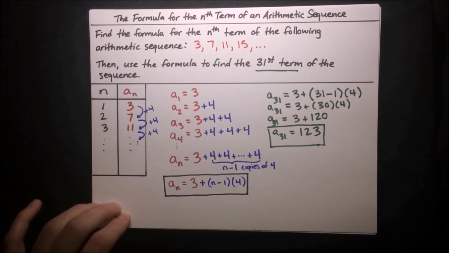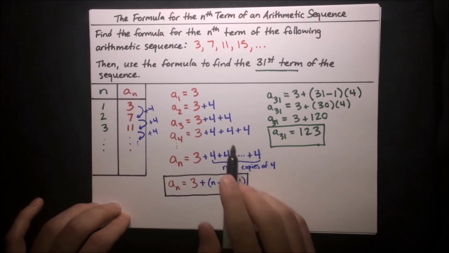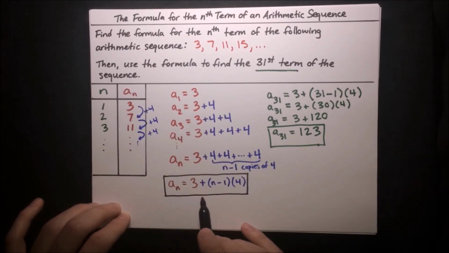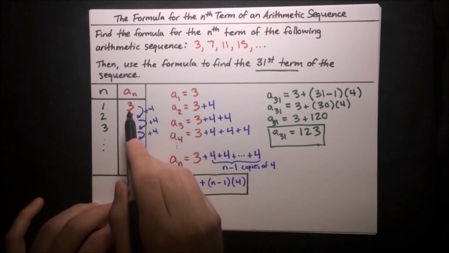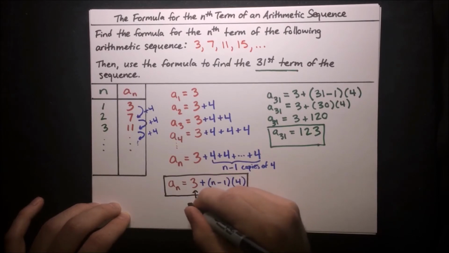Great, so now let's look back at our work and see if we can generalize this formula to any arithmetic sequence so that we don't have to go through all this work every time to come up with our formula for the nth term. So let's look at the parts of this formula here. an equals 3. Where did 3 come from? Well, 3 was just a1. 3 is the first term of the sequence. So 3 is just a1, the first term.